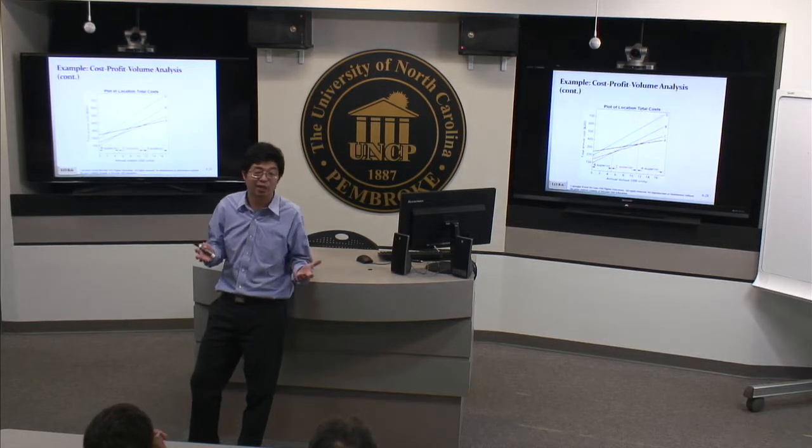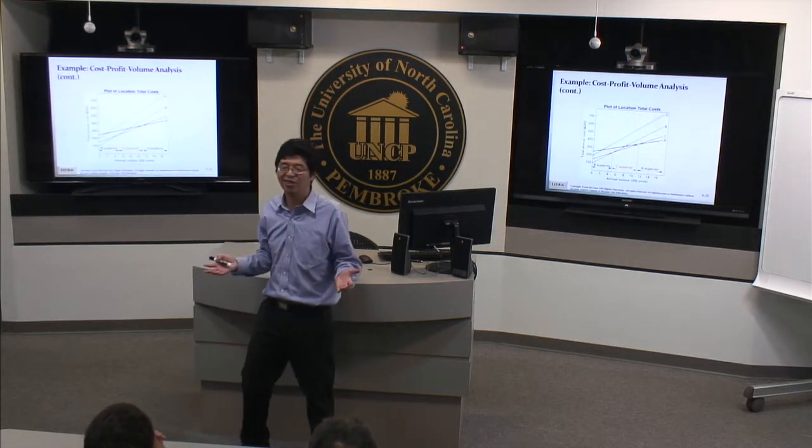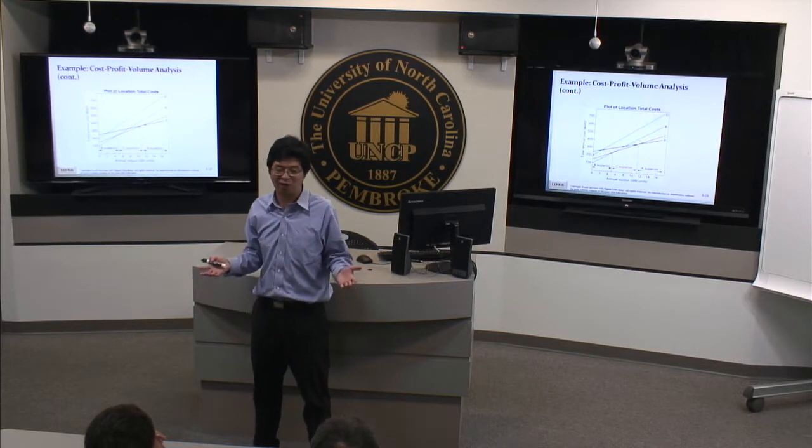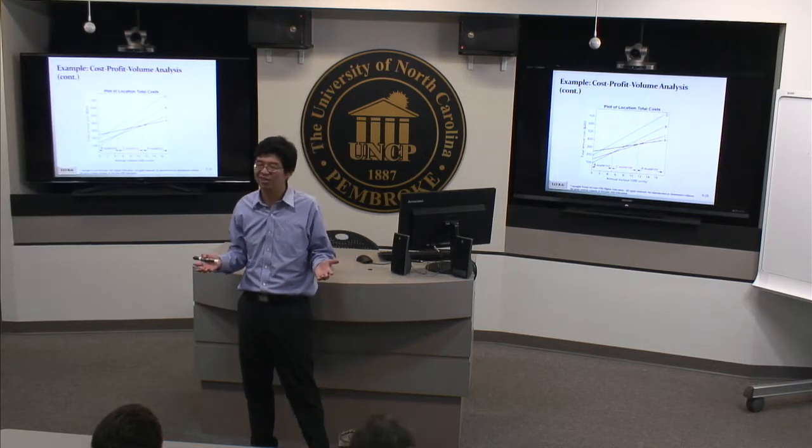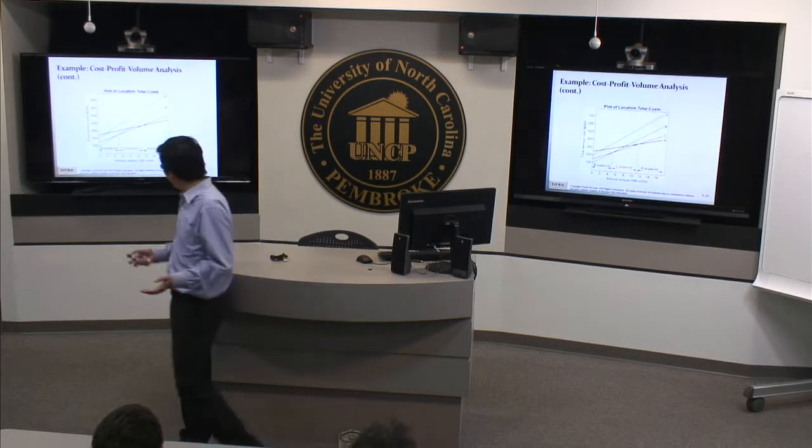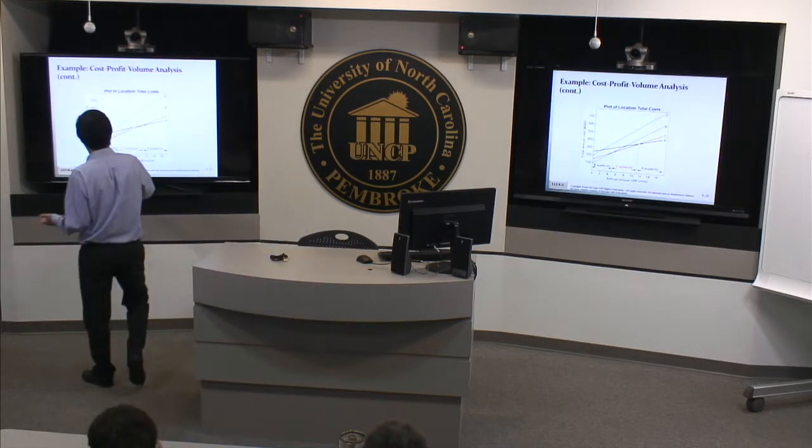D. Everybody get that? Why? Why is this never an option for us? Variable cost is too high. Look at the graph.